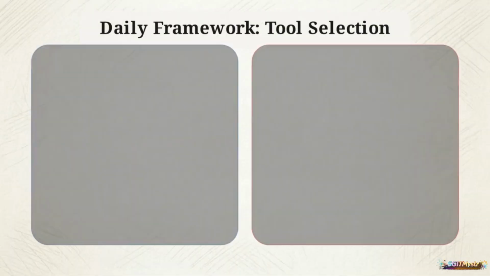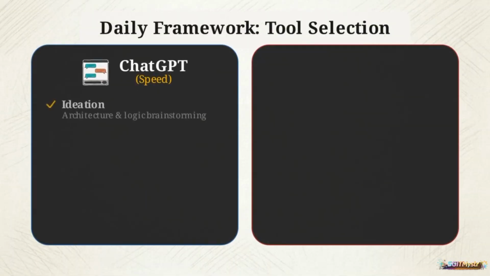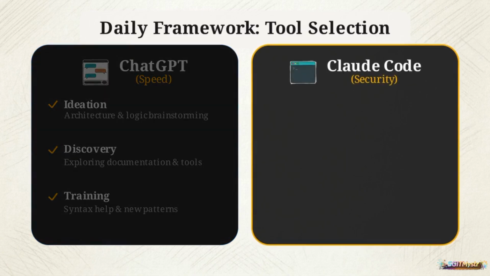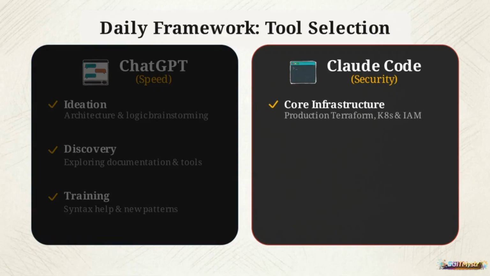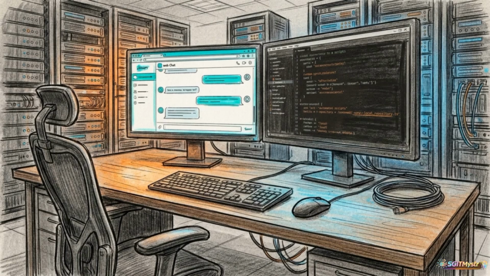This matrix is your daily framework. Use ChatGPT to iterate quickly. It's perfect for rapid prototyping, exploring new architectures, or learning a library. Switch to Claude Code for production execution, security-critical infrastructure, complex multi-file refactoring, and deep incident debugging. Elite DevOps engineers do not choose one tool. They master both to balance speed with security.